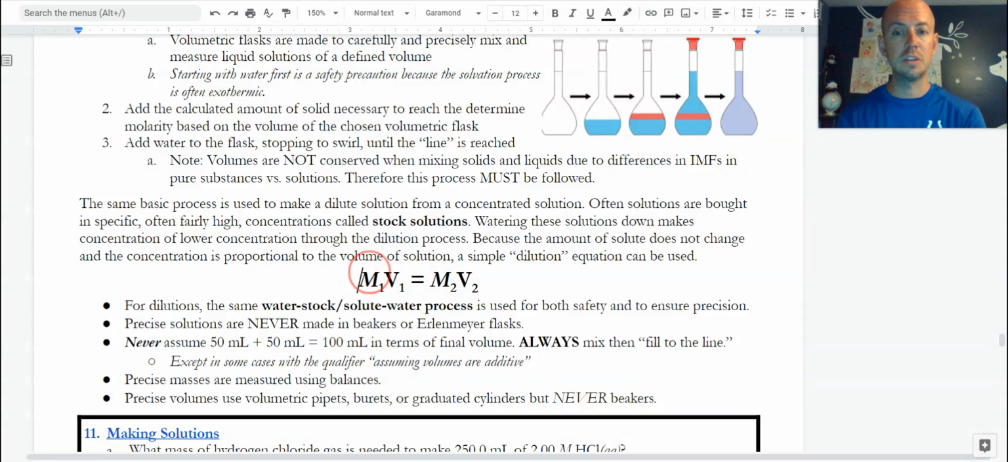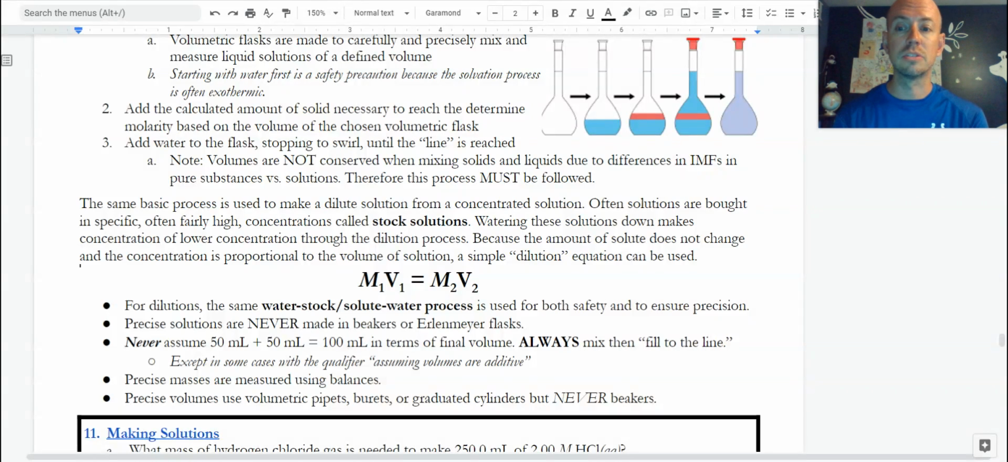When we're doing this, this equation right here is often called the dilution equation. It's not given, but it's just based upon the definition of molarity. Molarity times volume gives me moles. And as I'm adding water, I'm not changing the moles. So the moles before my dilution and the moles after my dilution are the same. When we do this, it would be the exact same process. We would add water, we would add our stock solution, we would add water. So water, stock, and then water process, both for safety and precision.